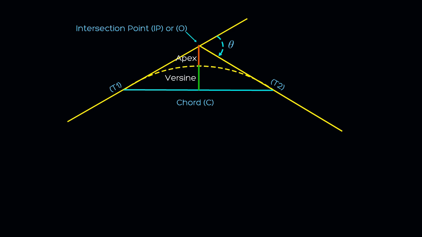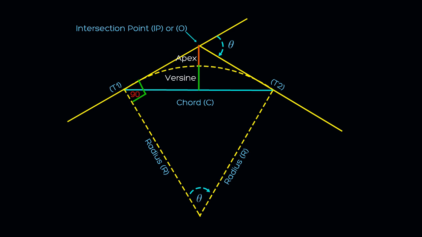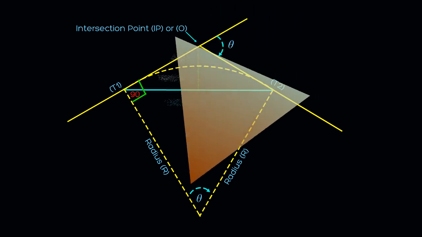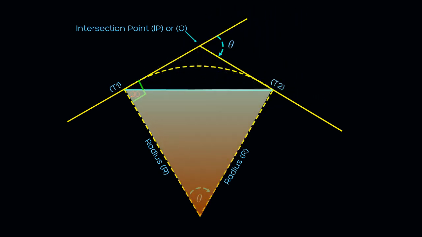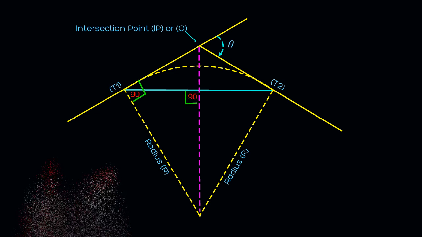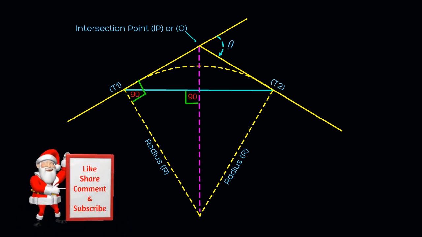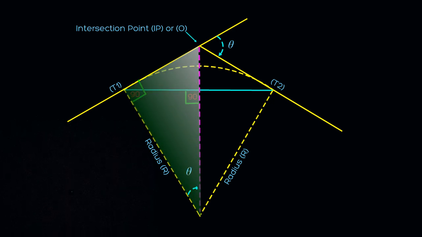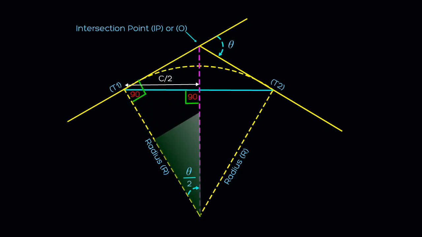Key rules in curve design. The radius of the curve is always perpendicular to the tangent line. The included angle at the curve center between T1 and T2 is always equal to the deflection angle. To simplify calculations, we imagine a straight line connecting the intersection point, the midpoint, and the curve center. This line bisects the chord at a right angle, forming a right-angled triangle. And the angle between the starting of the radius to this imaginary line is theta divided by 2. And the distance from midpoint to tangent point is half of the chord, which is C divided by 2.